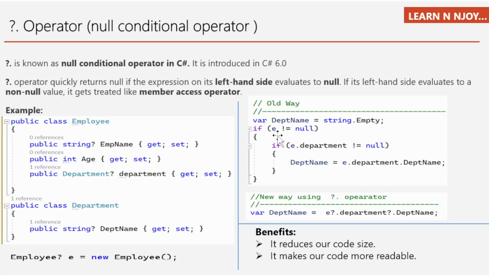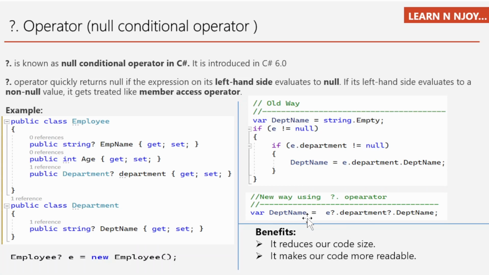Here we are verifying e not equal to null. If the Employee instance is not equal to null, then proceed and verify again whether e.Department is not equal to null. Then just go and get the value e.Department.DepartmentName. Okay, so that way we are fetching this department name value, making sure that we are not going to get a null reference exception error, right? Okay, so the same thing we can do with the help of the null conditional operator.